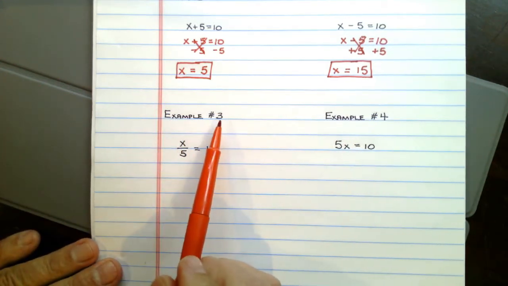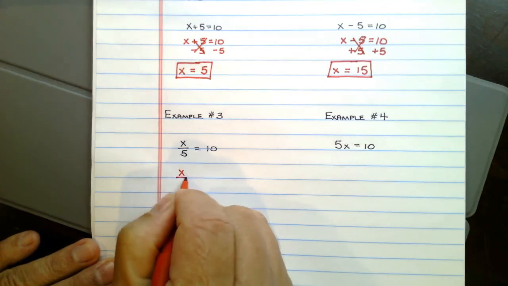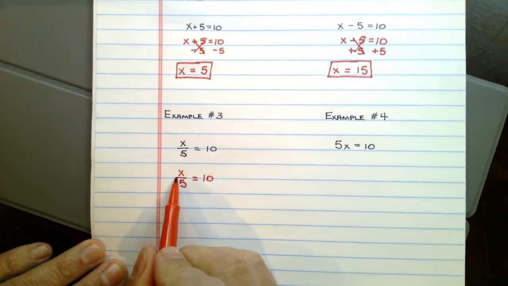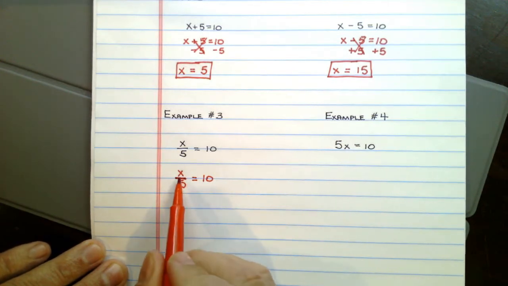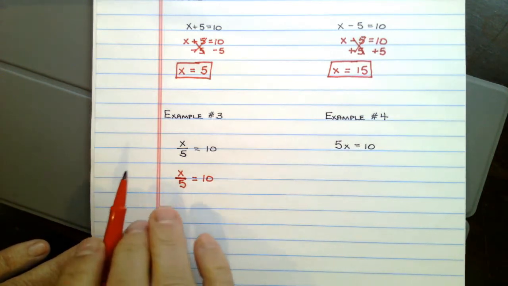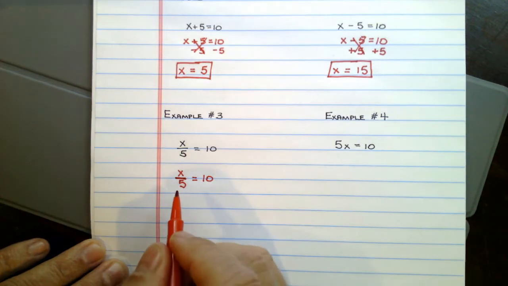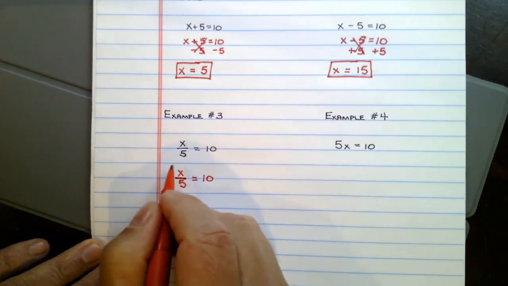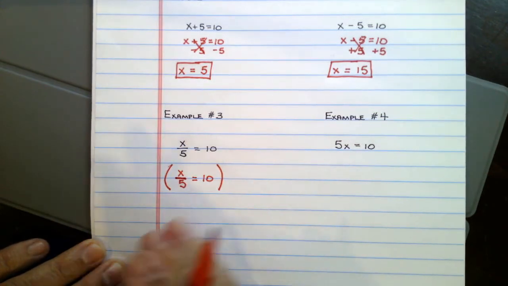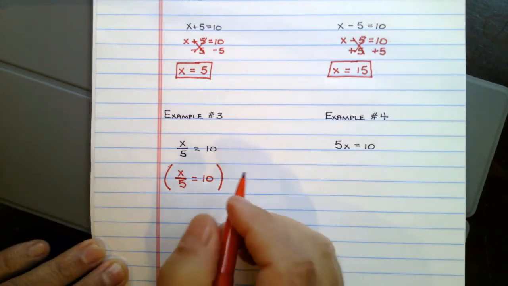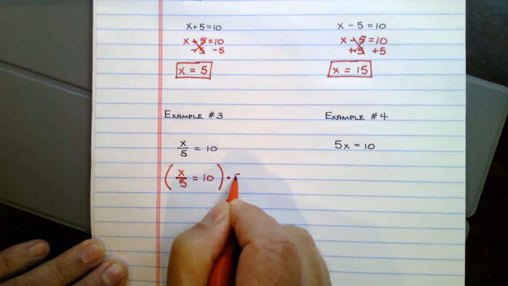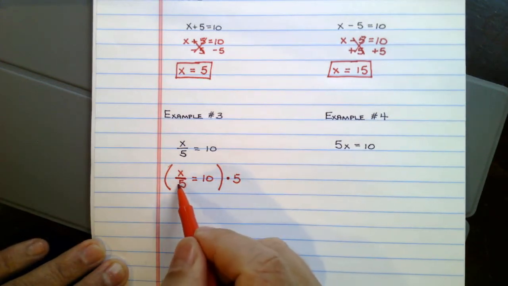So let's look at example 3. Let's write down the problem. We look at what's happening in the problem. This is a division bar, so I'm dividing. The opposite of dividing is multiplying. Here is a great way to show that you're multiplying, and a great way to show that you're going to multiply to both sides. I'm going to put parentheses around the entire equation. That means I'm going to multiply everything in this equation by 5, because that's the opposite of dividing by 5, times 5. When I do that, it cancels this out.